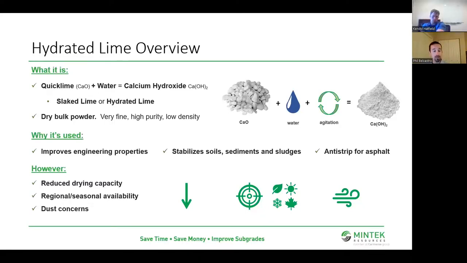Regional and seasonal availability. For example, in the South, a lot of that material is locked up from September to January for sugar processing, and we only have some of these hydrators in certain areas, so that's where the regional comes into play. So just something to keep in mind if we're working with anyone who's specifying only hydrated lime. Maybe we can get a larger conversation going about being able to utilize the benefits of quicklime. Dust concerns, we mentioned it's a bulk powder. If we're in an urban environment or windy conditions, just something we need to be aware of.